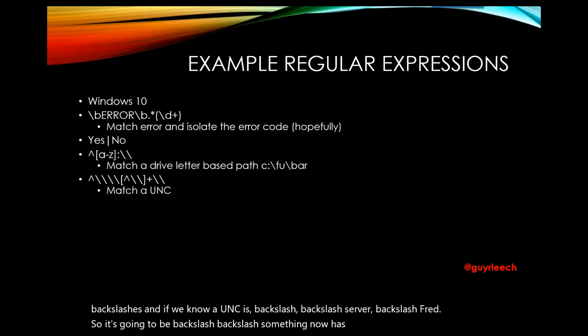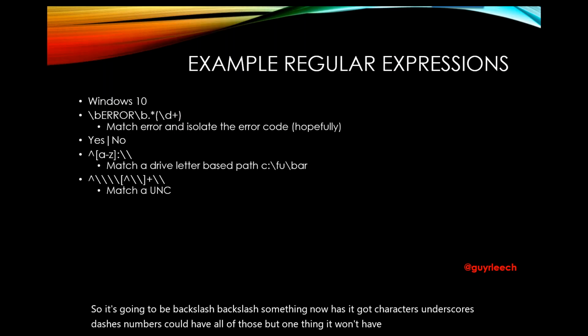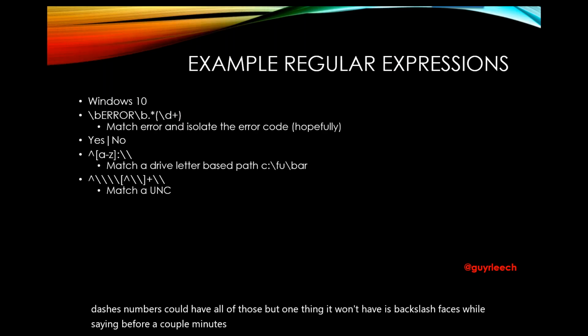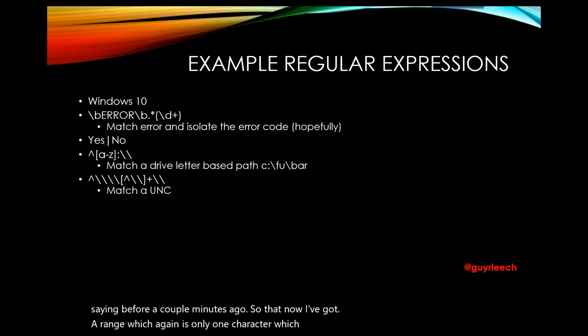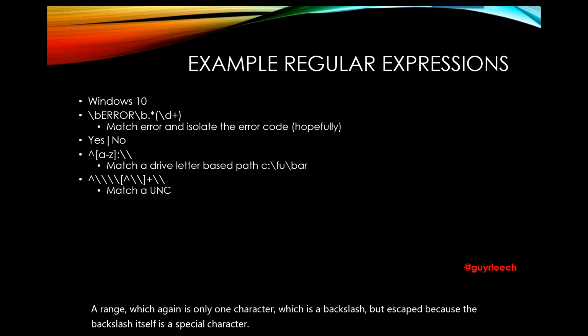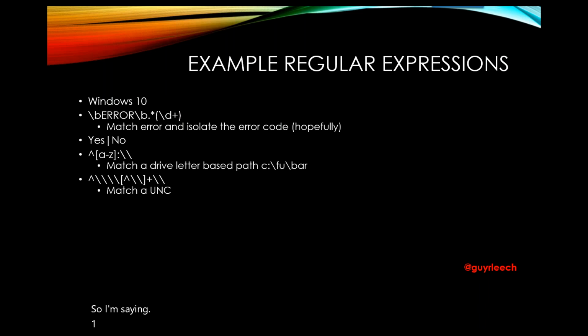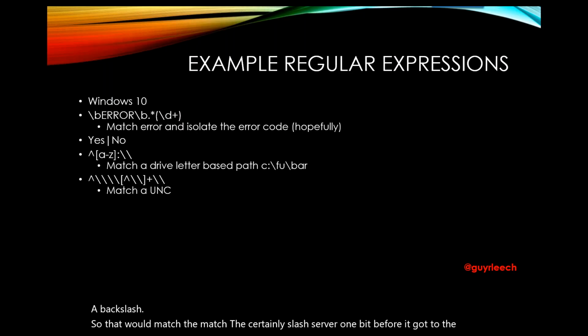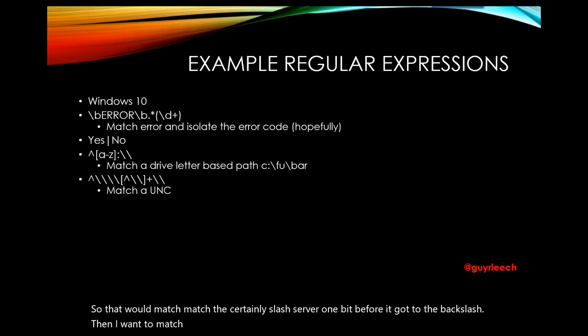Now, has it got characters, underscores, dashes, numbers? It could have all of those, but one thing it won't have is a backslash. So this is what I was saying before a couple of minutes ago. Now I've got a range, which again is only one character, which is a backslash, but escaped because the backslash itself is a special character. So I'm saying one or more of anything which isn't a backslash. So that would match the server bit before it got to the backslash. Then I want to match another backslash.